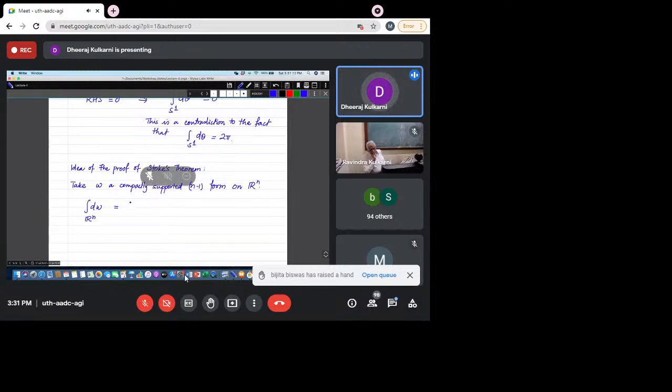So this is the same as integration on the interval minus r to r, taking the n-fold Cartesian product of it and integrating it out. The reason is that because omega is compactly supported, d omega also becomes compactly supported. In particular, if the support of omega is within this large cube, then the support of d omega will also lie within the same large cube. So the integral outside that will be 0, because d omega is 0.